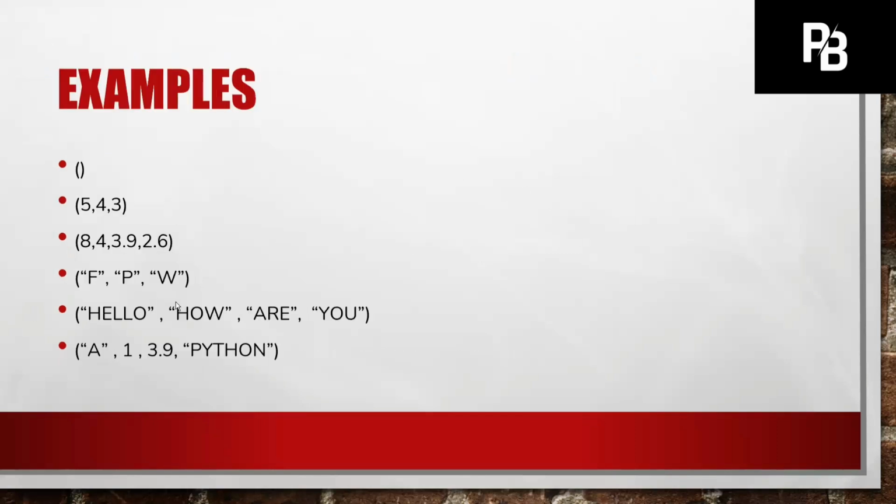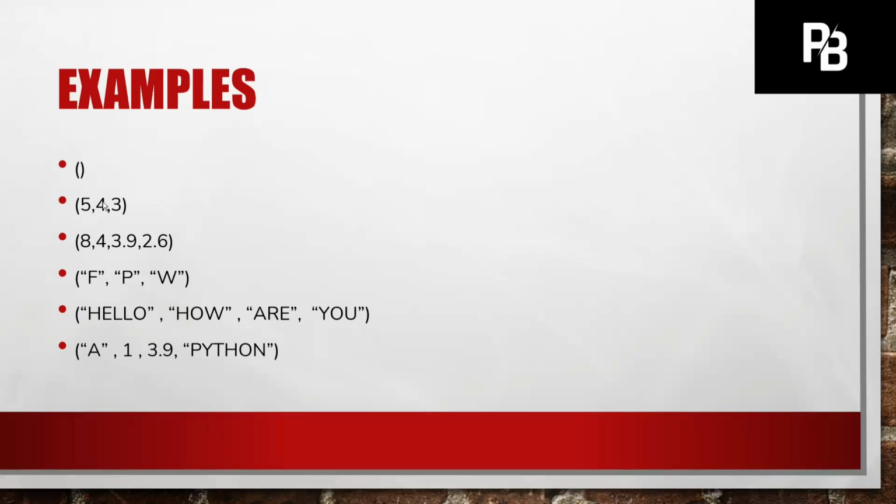Next, this is an example of tuples, students. This is my empty tuple. This is a tuple of numbers. This is a mixed tuple in which some integer values are there, some float values are there. This is a tuple of characters. This is a tuple of strings. Again, this is a mixed tuple. You can see that one character is there, one integer value, one float value, and one string. So you can define a tuple according to your requirement.